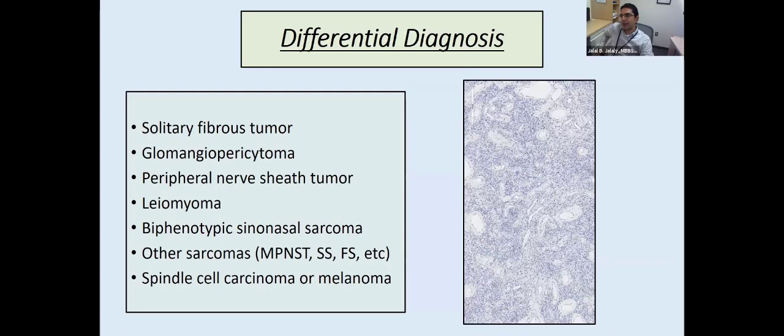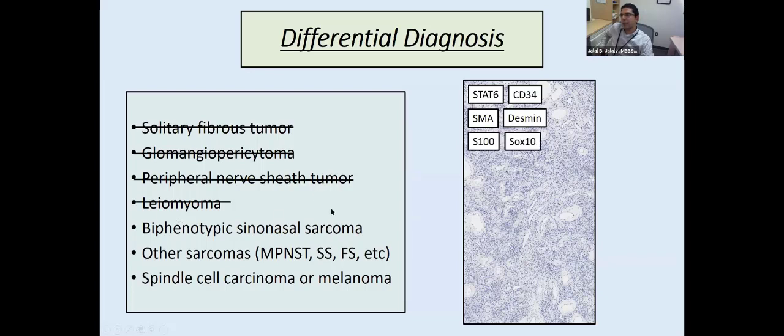So here is the panel that we did. We did STAT6 and CD34, and you can see here that it was negative. That basically excluded solitary fibrous tumor. Desmin and SMA were also negative, so that would exclude the glomangiopericytoma and leiomyoma. S100 and SOX10 were also negative, so that basically excluded a peripheral nerve sheath tumor, but based on the fact that biphenotypic sinonasal sarcoma should be staining for these markers, it is also excluded.